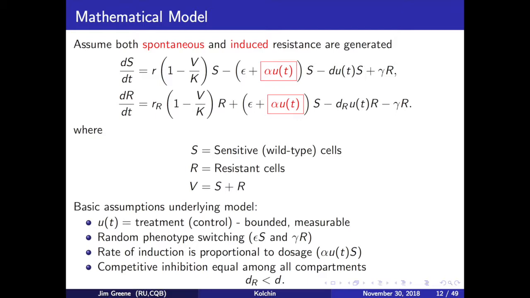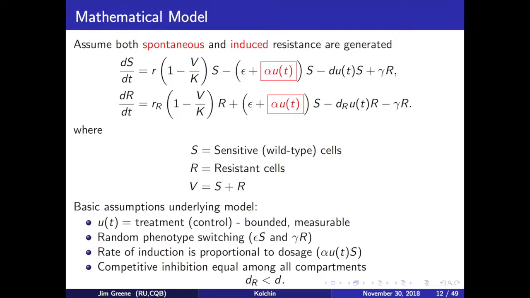But does that mean that you assume that induced resistant cells constitute a constant proportion of all resistant cells? Because non-induced cells cannot go back, right? Or they do it rarely. It's a good question. What I'm basically doing is lumping all of the cells into one compartment.